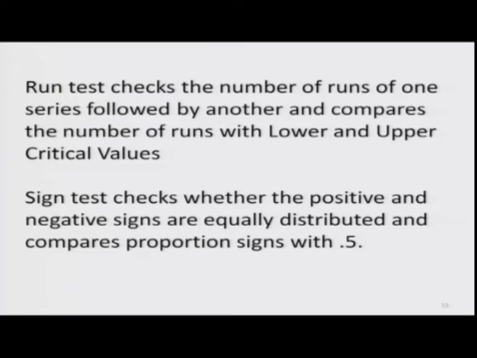Whenever the value of the series declines, you can say negative. Whenever the value of the series increases, you can say positive. And if the fluctuations are random, not systematic, we expect that the proportion of signs will be 0.5. If the fluctuations are systematic, then the number of positive or negative signs will be different from 0.5.